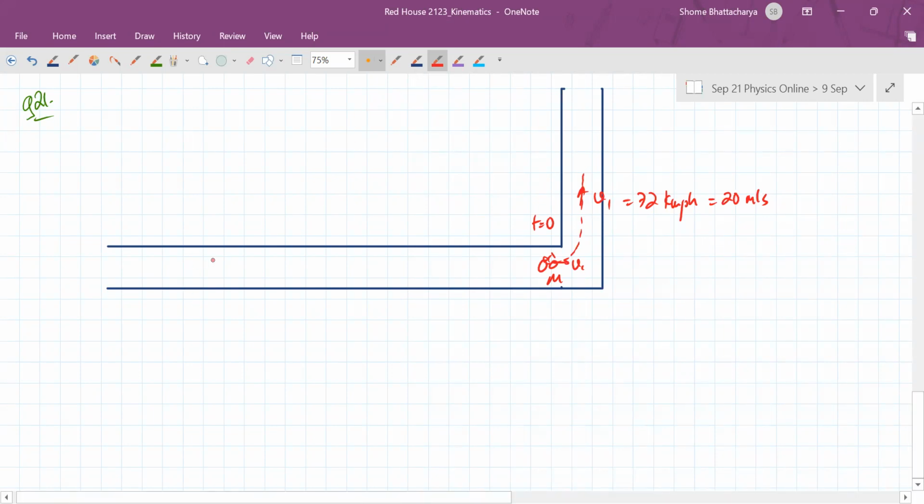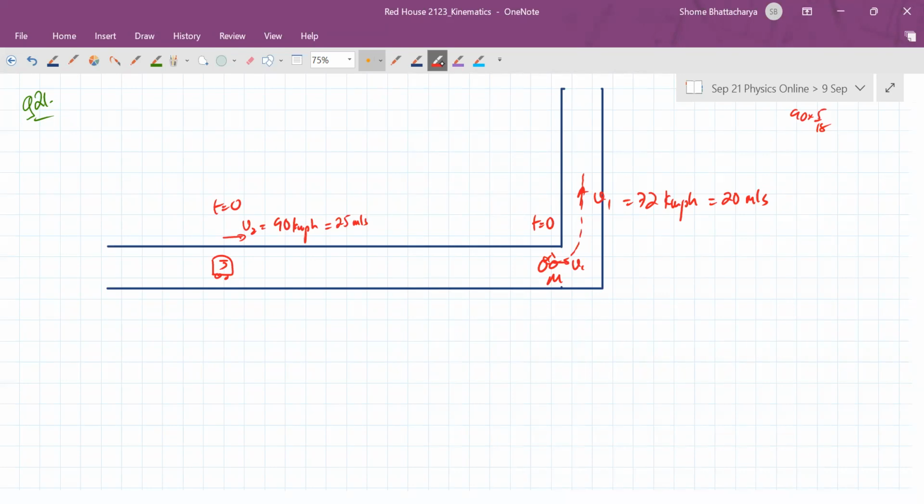And at that point of time, the police jeep is somewhere behind, moving at a constant speed of 90. So that is 90 into 5 by 18. So that is 25 meters per second. Okay. Now, these are going at constant speed.